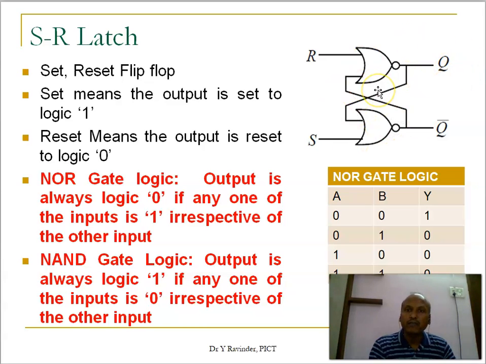So this SR flip-flop is a set and reset flip-flop. Set means I am trying to set the output to 1, and reset means making the output 0. Set and reset, like your on and off. Set makes the output 1, reset makes the output 0. This can be understood from the truth table of a NOR gate.